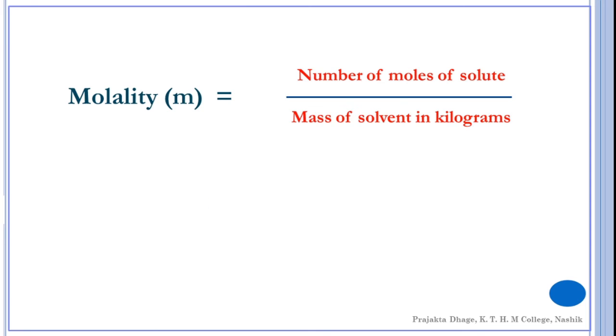Let's move on to another concept, which is molality. What is molality? It is defined as the number of moles of solute dissolved in 1000 grams of solvent, right? Its formula is the number of moles of solute divided by the mass of solvent in kilograms. The symbol for molality is small m.